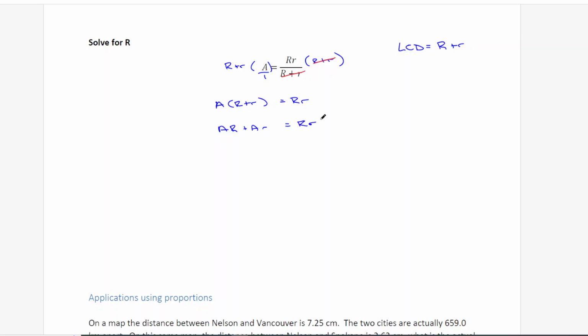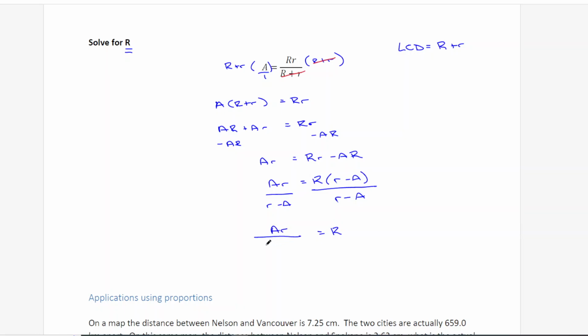Now I double check, what am I solving for? I'm solving for big R, so my step's the same. I'm going to get the big R's together on the same side. I put lots of these into this note because I find in chapter 5 it's people's nemesis. Okay, I'm left with big A little r is equal to big R little r minus big A big R. Then I'm going to greatest common factor out that big R to be left with little r minus big A. And then I'm going to divide by little r minus big A. I'm left with big R equals big A little r over little r minus big A.